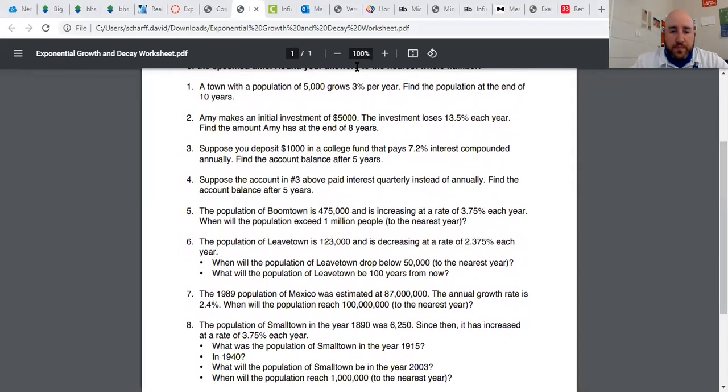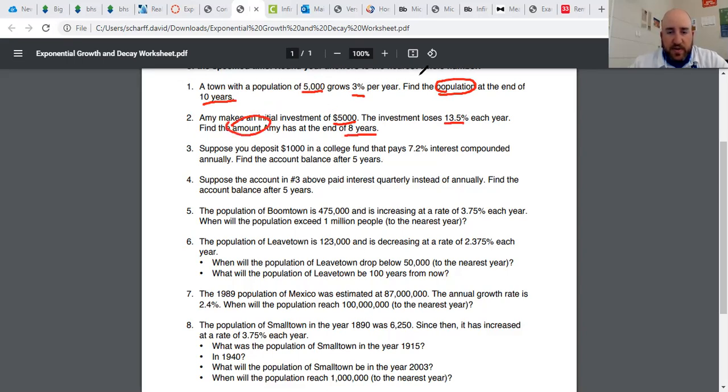The population of Boomtown is 475,000 and is increasing at 3.75% each year. When will the population exceed 1 million people? First thing we'll notice is, in these previous problems, we were given initial population, growth rate, and time, and we had to find the population. Initial amount, that's actually decay rate because it's losing money. Time, amount at the end.